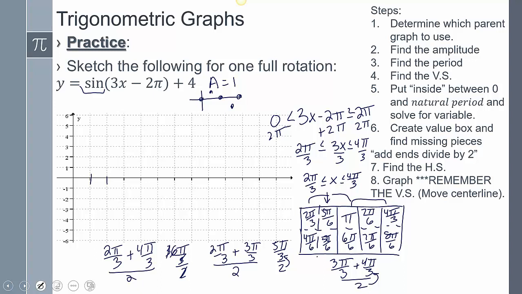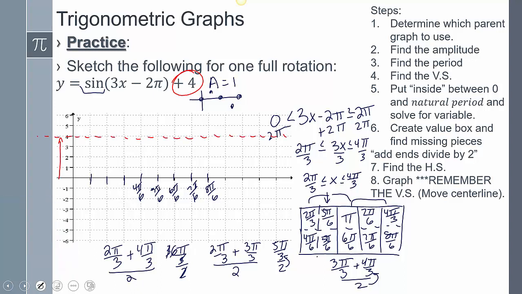So 1 over 6, 2 over 6, 3 over 6, 4 over 6. So here's 4 pi over 6, 5 pi over 6, 6 pi over 6, 7 pi over 6, and 8 pi over 6. So the other thing, that plus 4. So that's going to shift my center line up to 4.